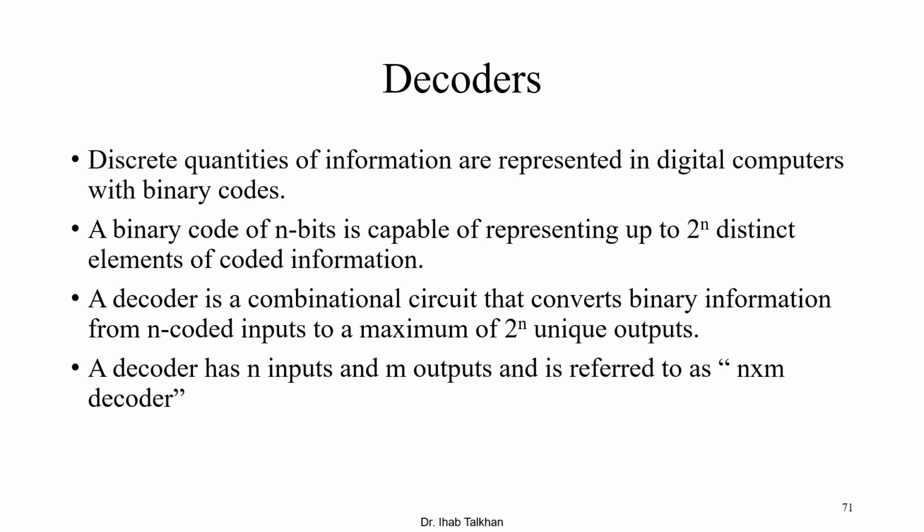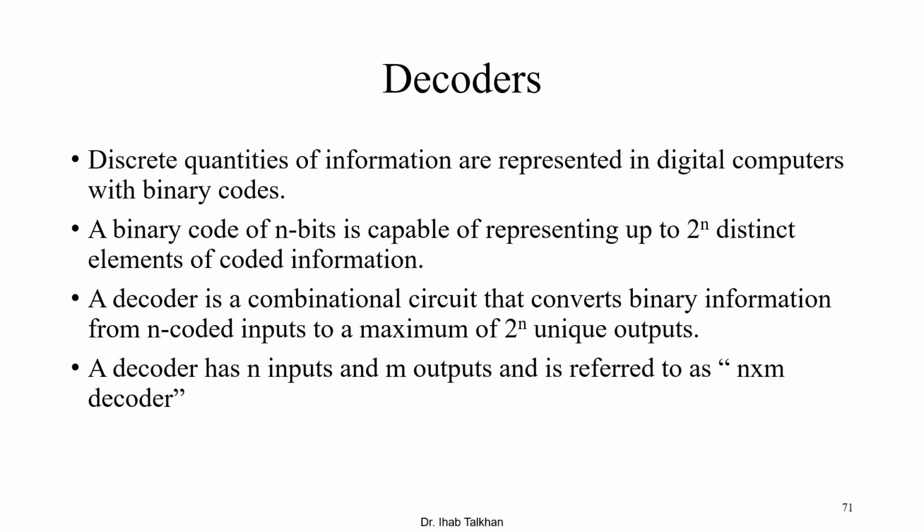So let me now describe what is meant by decoder at large, because this will be a generic definition of the decoder. As you know, the discrete quantities of information, which is the actual information you have from your original information, are represented in a digital computer by binary code. So you have to transfer any information that comes from your mouse or from anywhere into binary codes. This is the first thing.